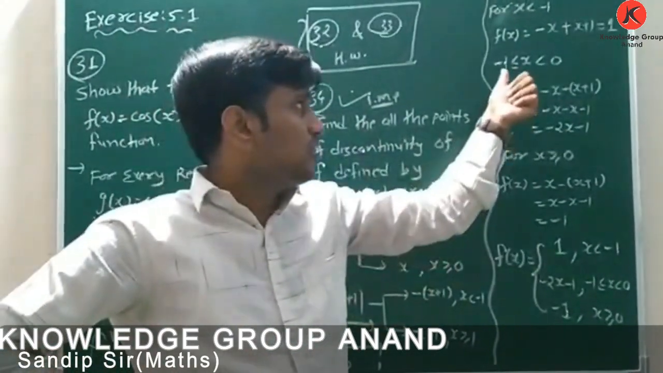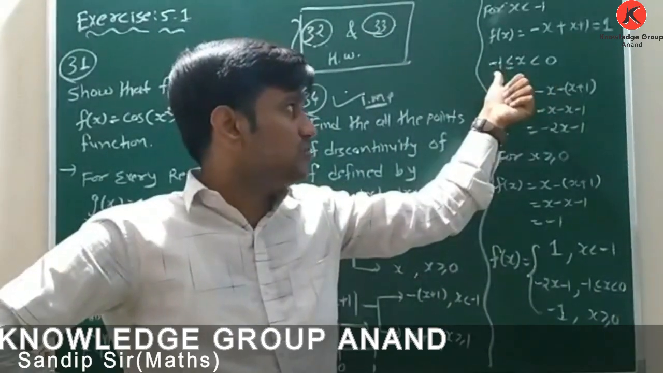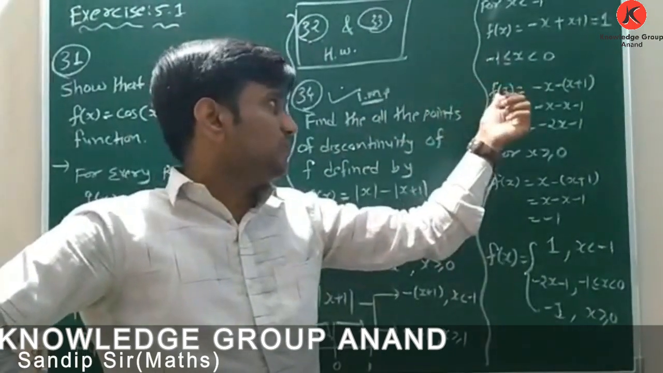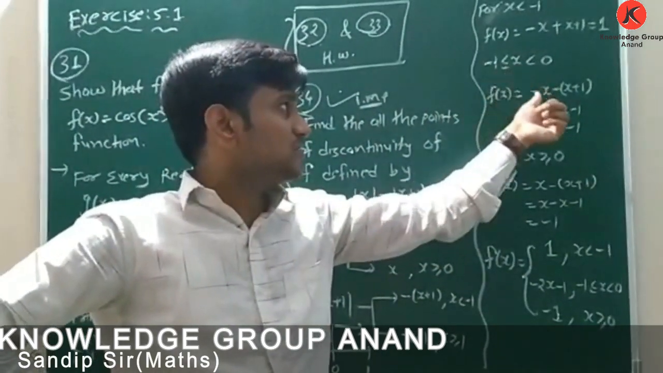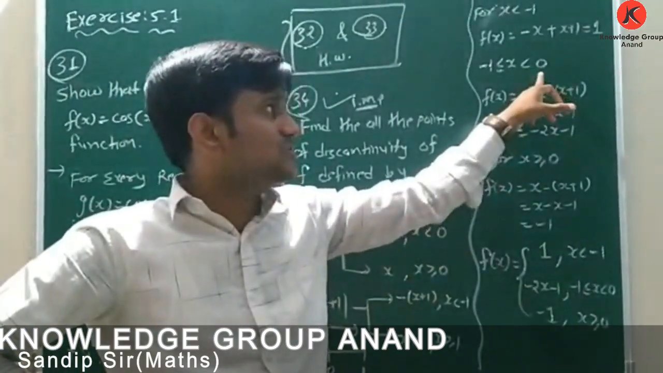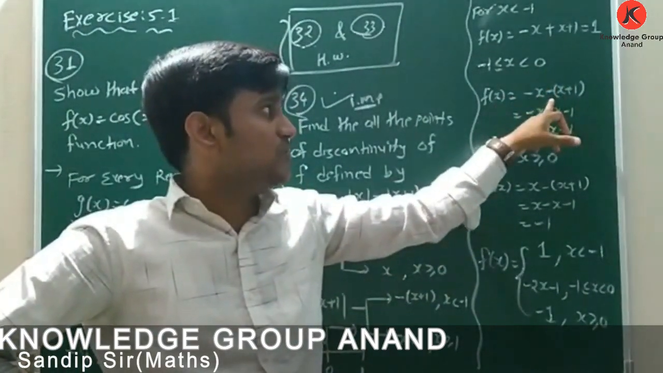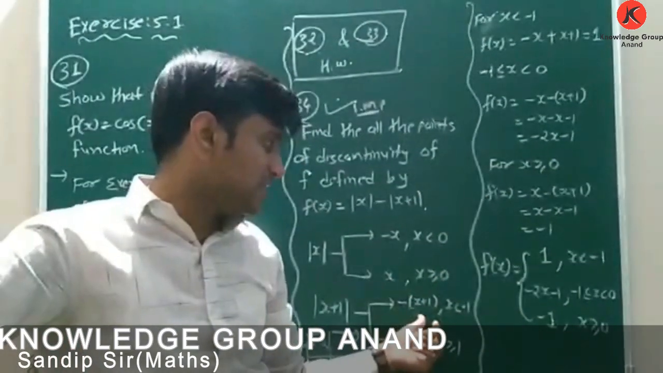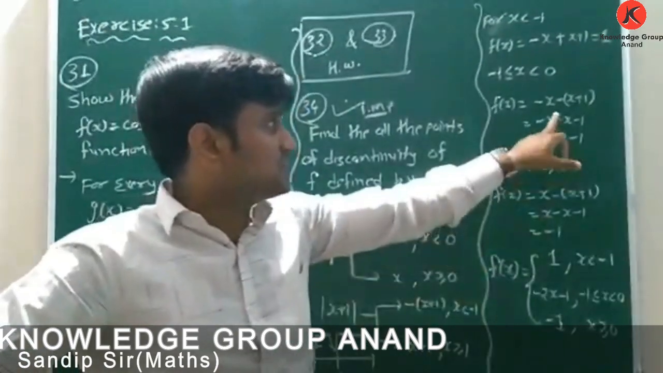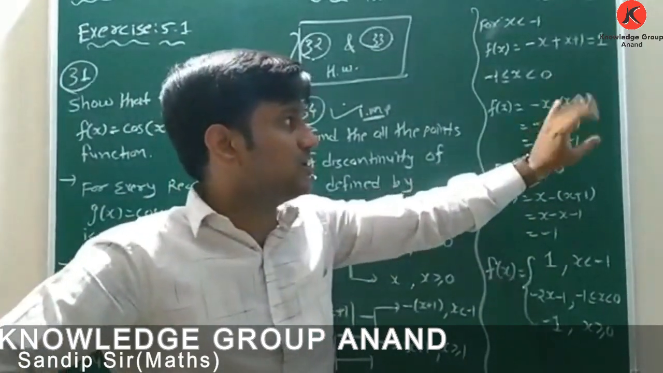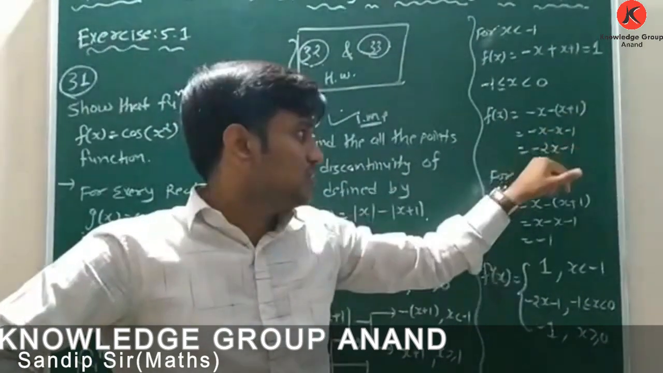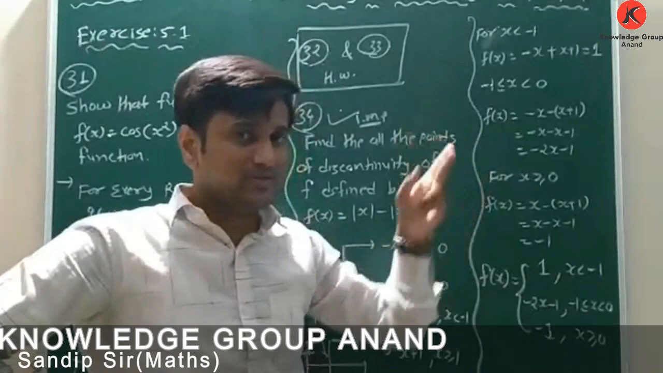Second portion: if the value of x is between −1 and 0, consider it as −1 in between. Then |x| is converted to −x since x < 0, and |x + 1| is a positive value, so it is x + 1. That means −x − (x + 1), which gives −2x − 1.